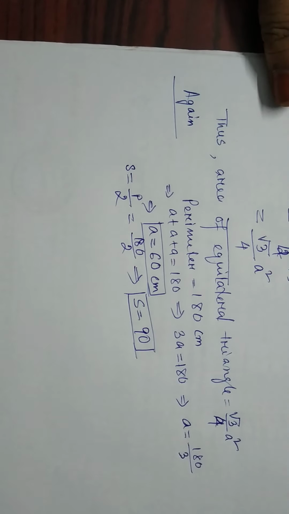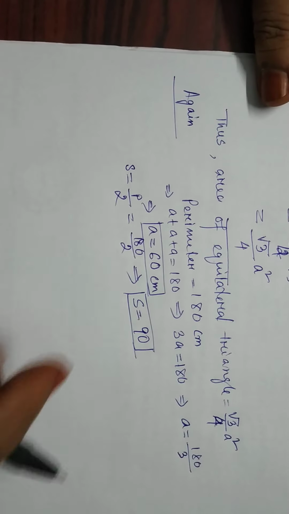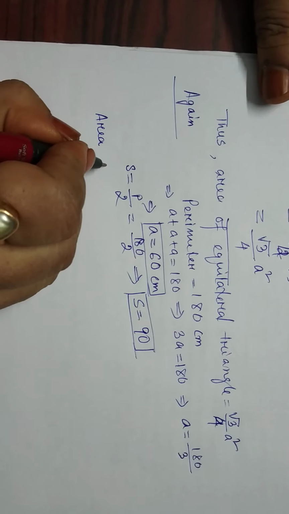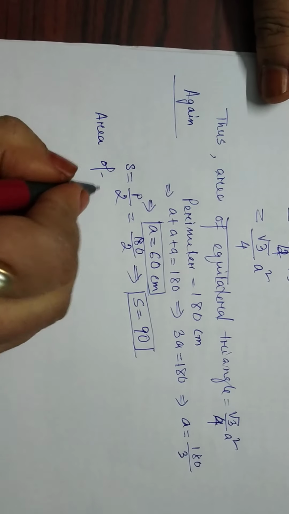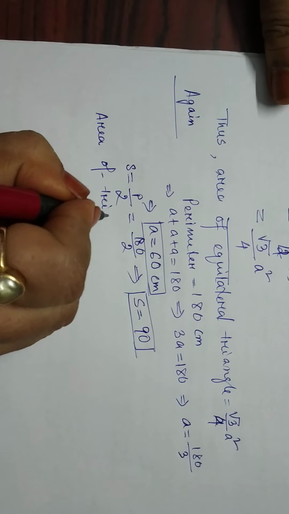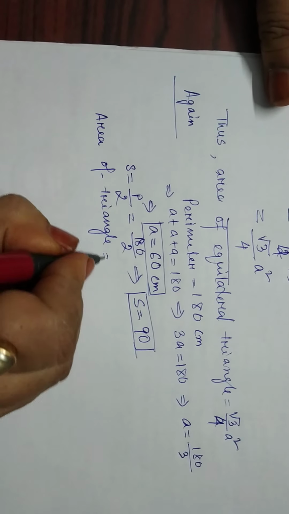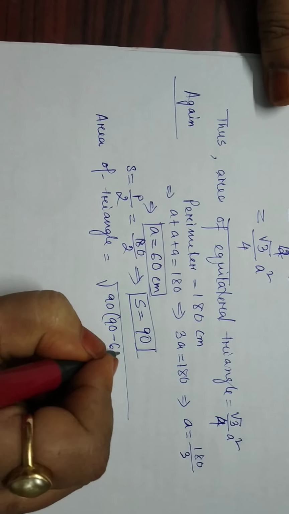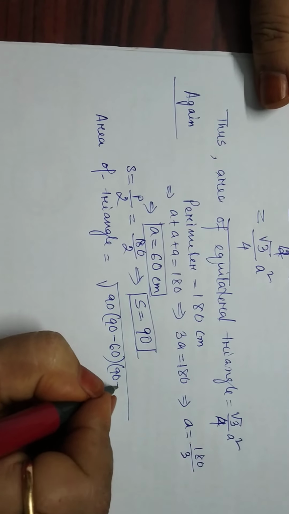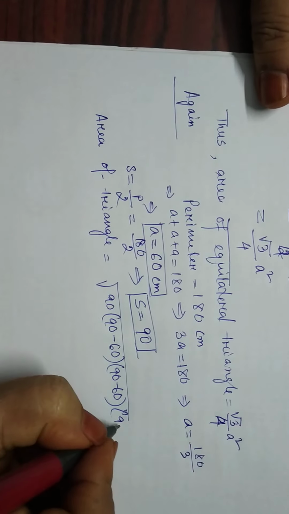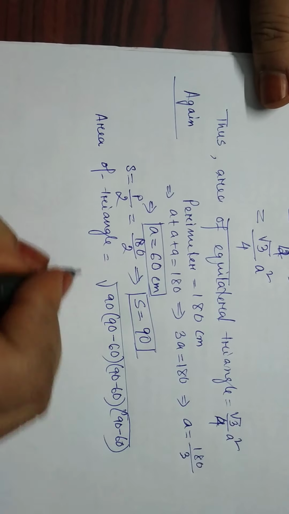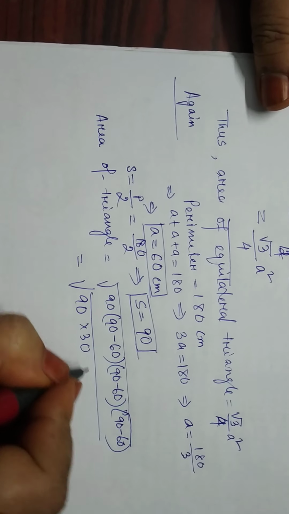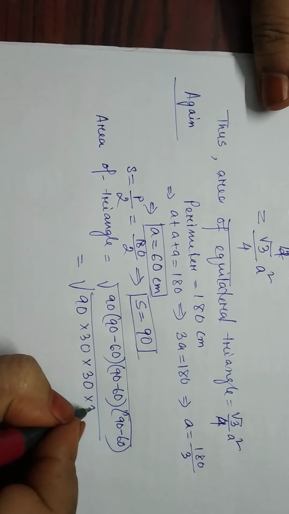Now area of a triangle is equal to root over S means 90 minus 60, 90 minus 60, 90 minus 60, and this one is equal to root over 90 into 30 into 30 into 30.